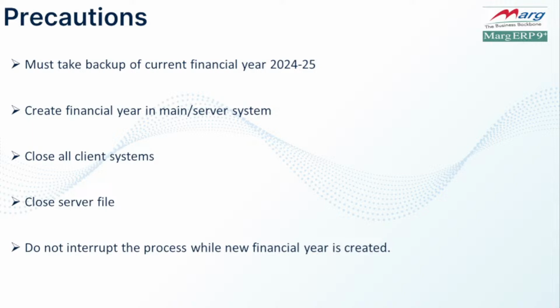Close the server file. We all know that whenever we are using Mark, there is one server file running in the background. We need to close that server file before we start creating the financial year, because the server file is doing the real-time work. It is scanning the documents, uploading or downloading the documents, or doing the updates. We need to make sure that while we are changing the financial year, the server files are not getting updated. So we'll close the server file.